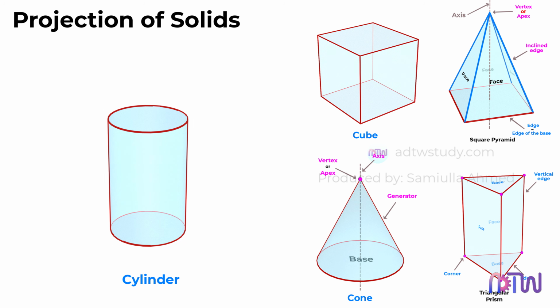Cylinders, on the other hand, have circular bases on both sides, and their edges are also referred to as generators. Once again, the line passing through the center of the cylinder is called the axis.